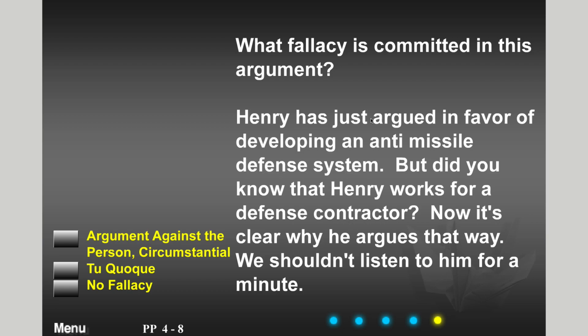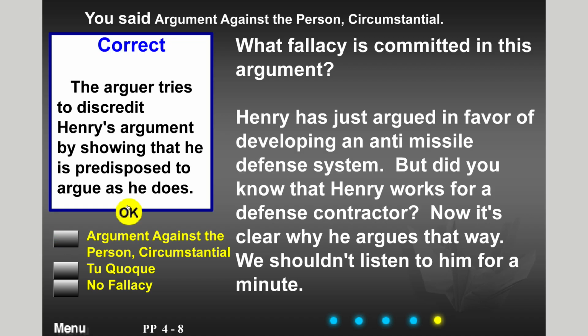Henry has just argued in favor of developing an anti-missile defense system, but he works for a defense contractor. So it's basically saying his circumstances lead him to the argument. But what we need to examine is his argument. What are his premises, and do they lead to the conclusion? It's an argument against a person, circumstantial. In other words, he's predisposed to argue as he does.